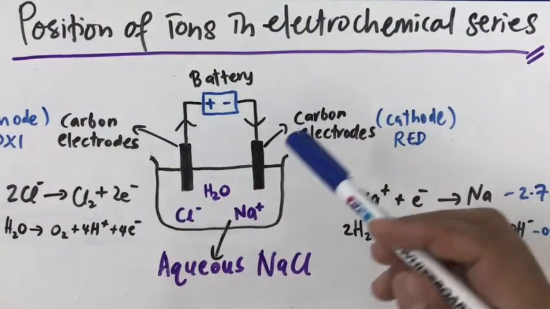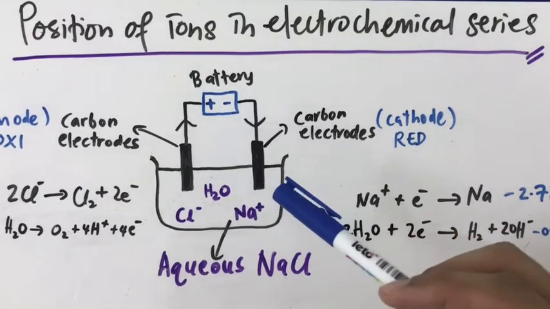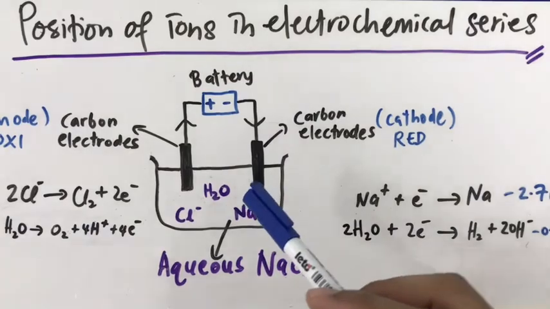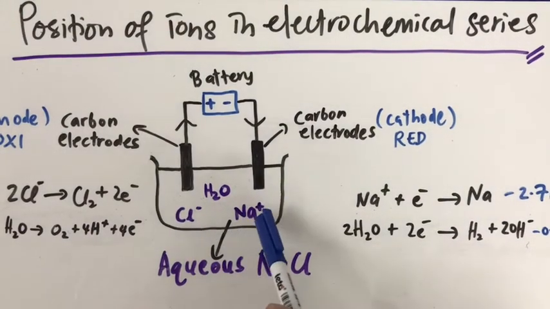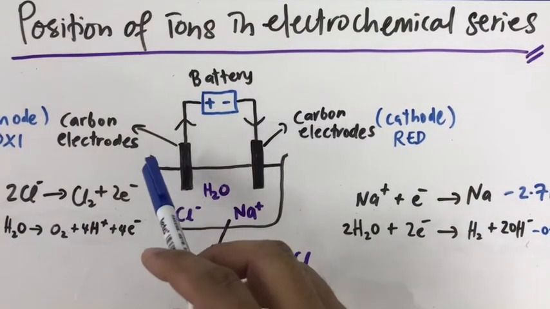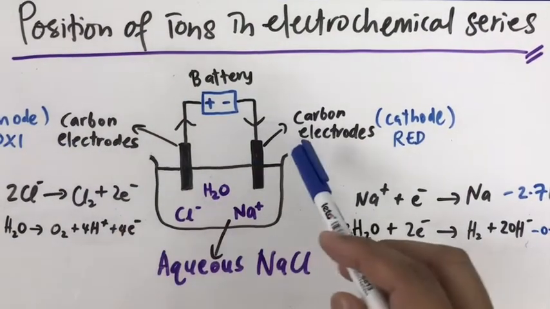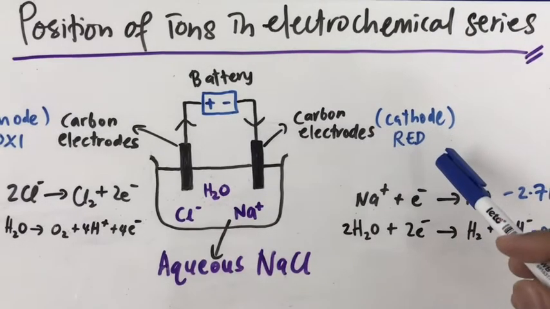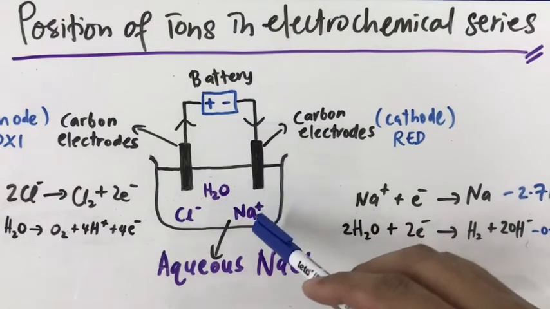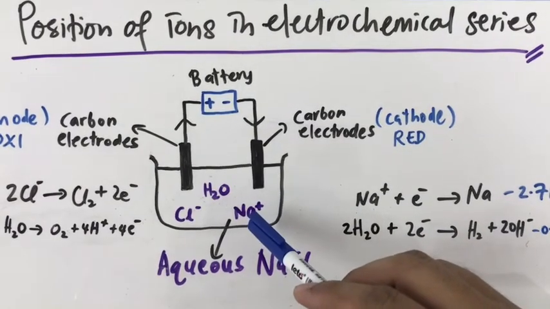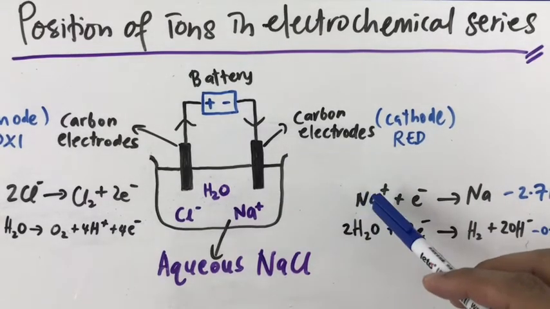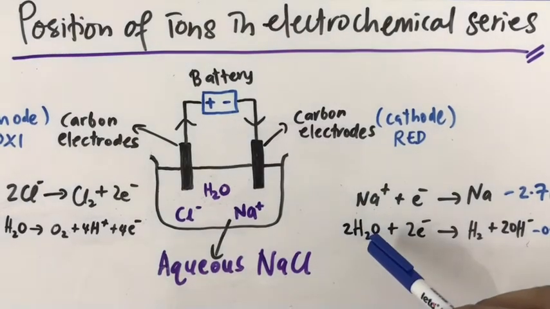We have a typical setup for the electrolysis process, but in this case we are using aqueous sodium chloride as the electrolyte, and in the electrolyte we have Na+, Cl-, and water molecules. At the anode there will be an oxidation process, and at the cathode a reduction process. At the cathode there will be competition between cations, where the positive ions will be attracted to the negative terminal of the electrodes. So here we have Na+, H+, or water molecules.